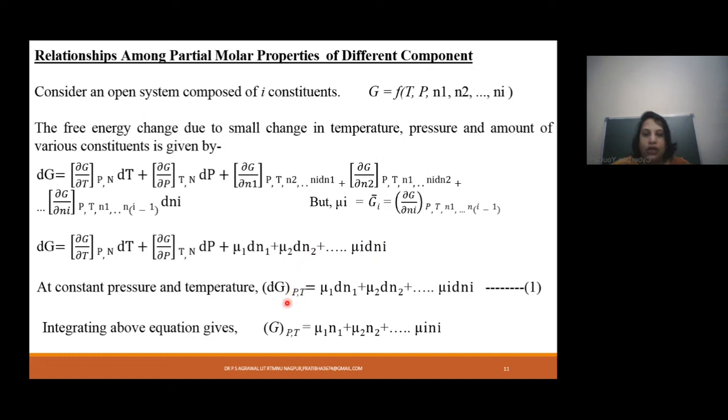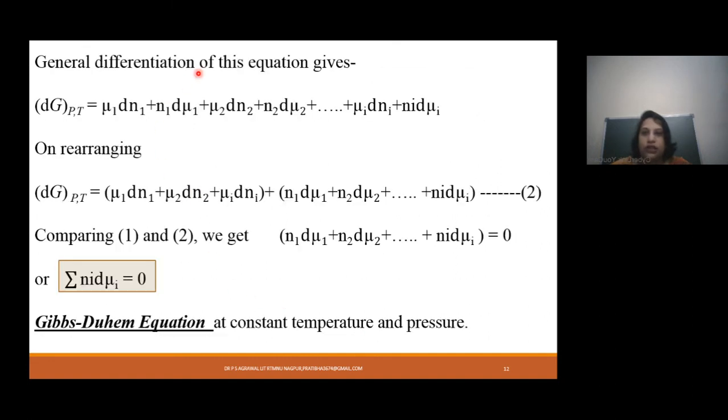If we try to integrate this equation, we will come to G of P, T equal to μ1n1 plus μ2n2. Now we will see the general differentiation of this equation. We will see first function derivative of second plus second function derivative of first. By applying this rule, we will see the value of dG.